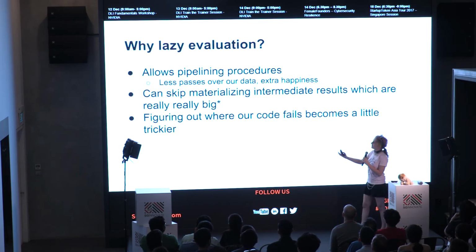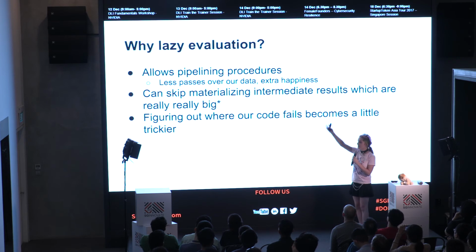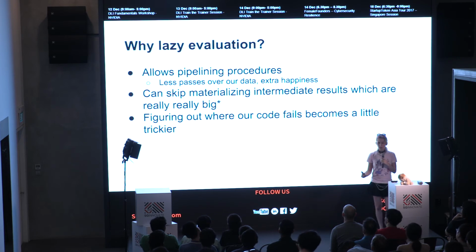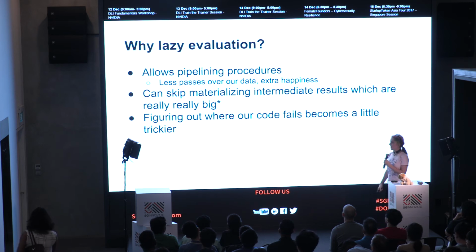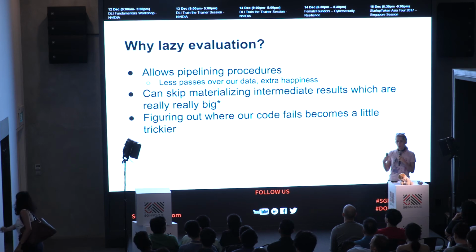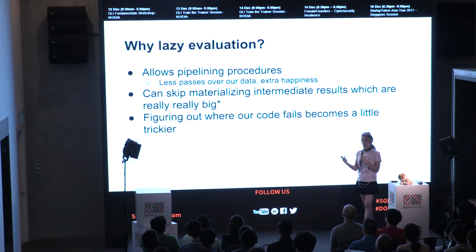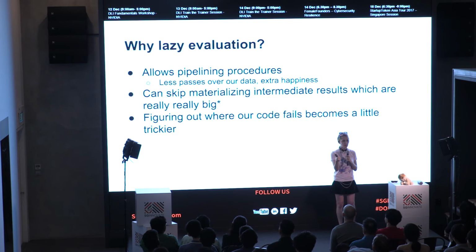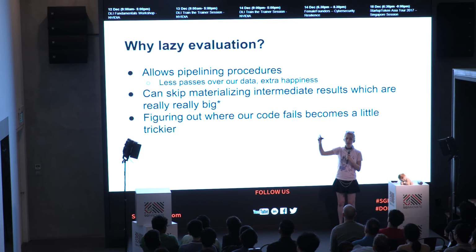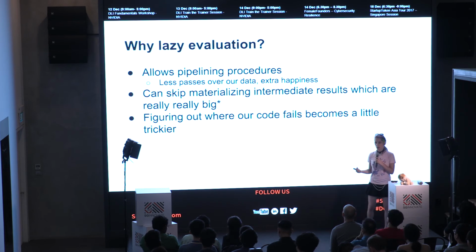So why lazy evaluation? I talked to this a little bit. Pipelining procedures allow fewer passes over our data. This lets our stuff be faster. And another important part is because RDDs never have to really exist, we can have intermediate steps which would actually be too big to fit in memory, but provided that we have a reduction occurring, it's okay because the intermediate step will never fully exist. It'll only partially exist, and it'll apply the reduction as we go.